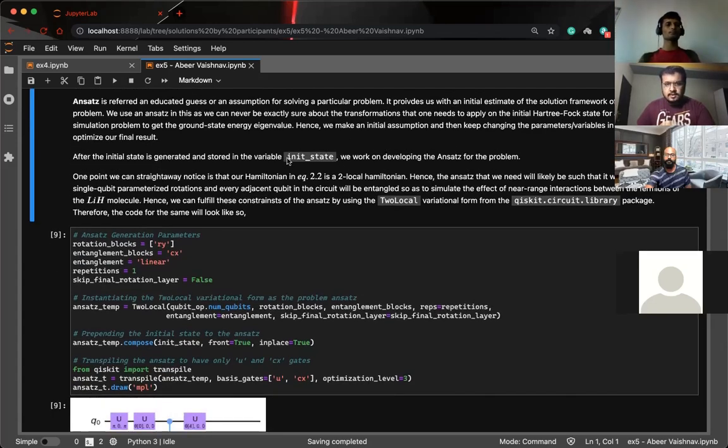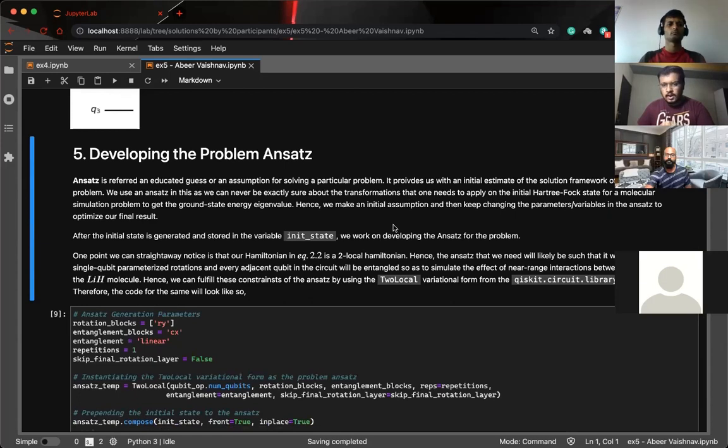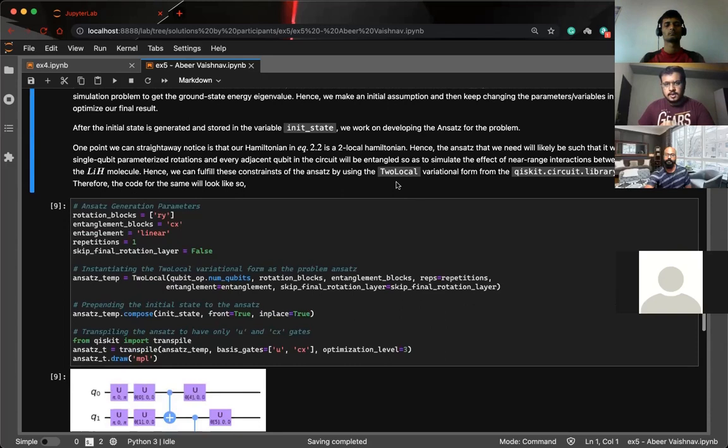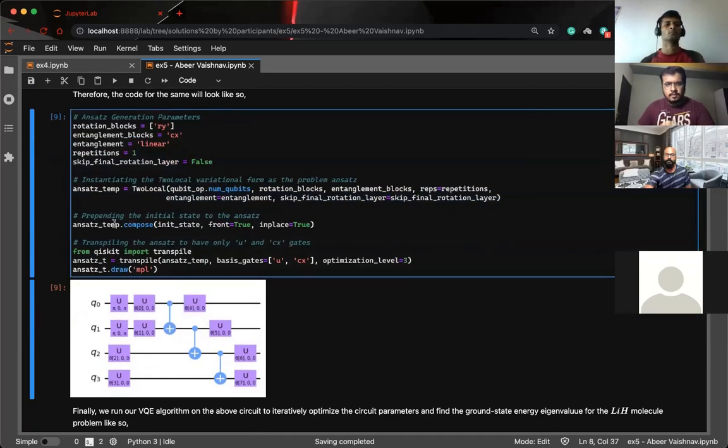So we take this initial state stored in the init state variable, and for the ansatz we use something known as a two local ansatz, because our Hamiltonian is a two local Hamiltonian. We know that the maximum interaction that will happen is between two particles. Okay, so we use the two local ansatz in this case, and we generate an ansatz like this, and we append this particular initial state in front of that ansatz.